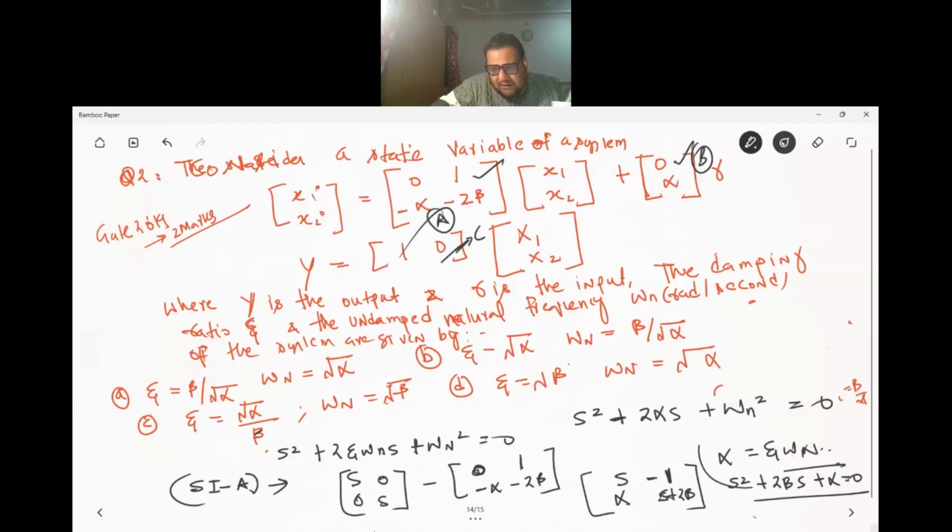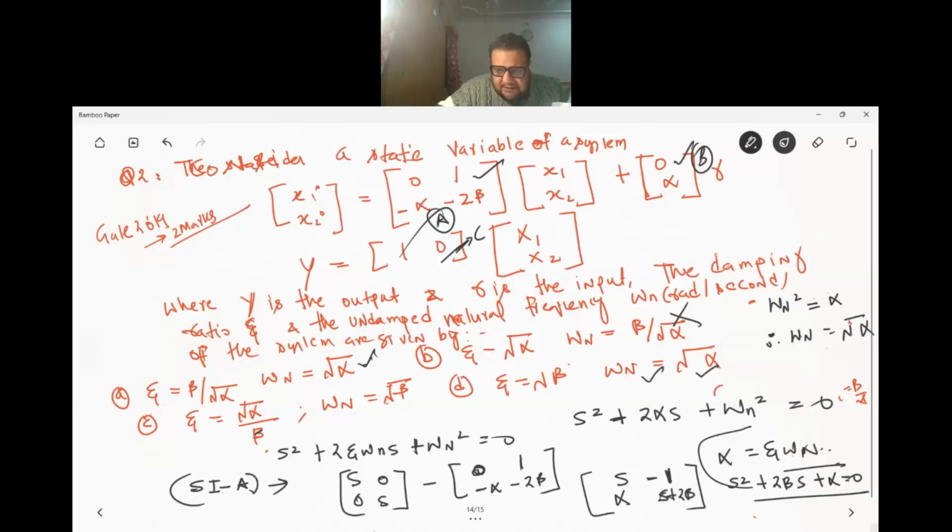So straight away I come to know, if I compare this equation, my omega n square happens to be equal to alpha. Therefore, omega n has to be root of alpha, right? So omega n is root of alpha in this question. But I need to also check: root of alpha for omega n is mentioned here. That means this option is wrong. Only the options that are correct are this and this, right?